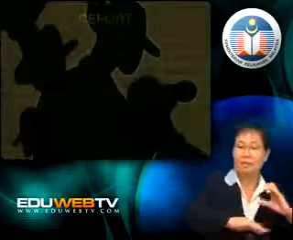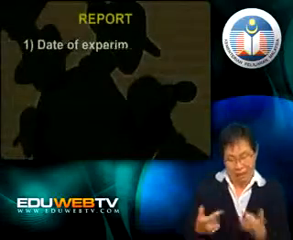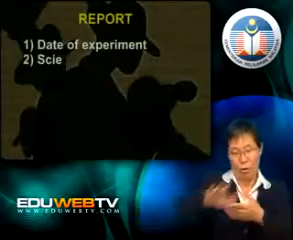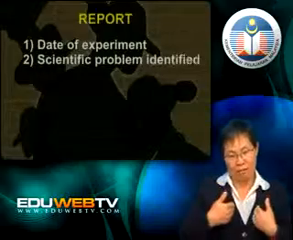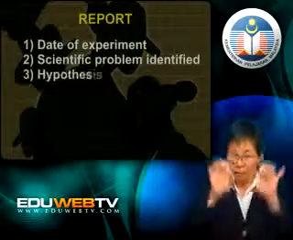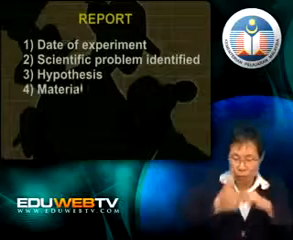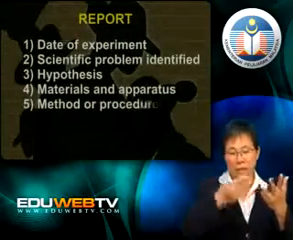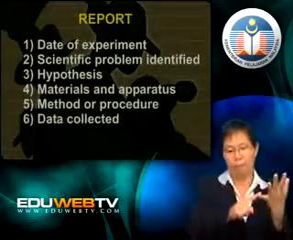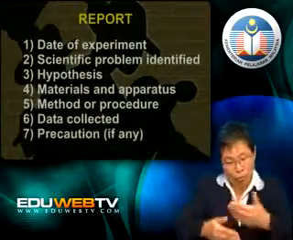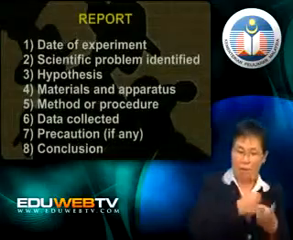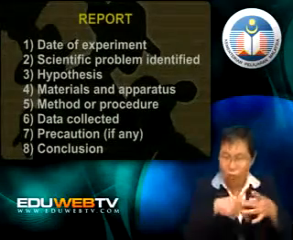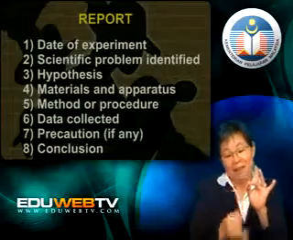So, this is how a group of scientists communicate among themselves. Now, let me tell you what you should have in your report. You should have the date of the experiment, the scientific problem identified, the hypothesis, the materials and apparatus, the method or procedure, the data collected, the precautions to take, if any, and finally, the conclusion.